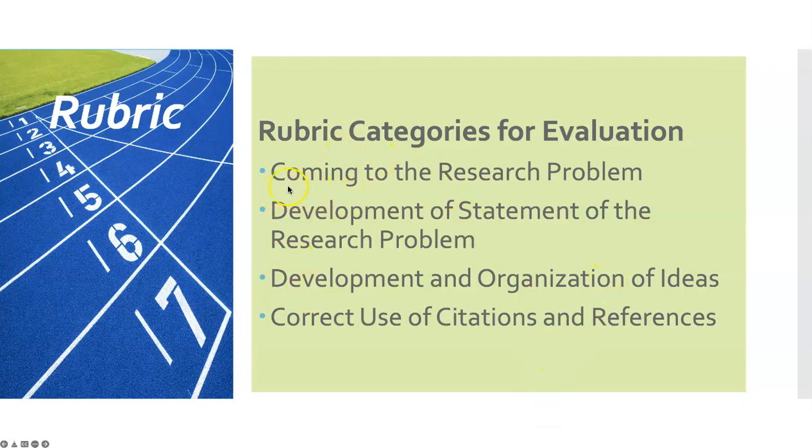Your first category is coming to the research problem, and how appropriate and fulsome that whole exploration was. Then the development of the statement of the research problem, which is going to be very important, and that will be 5 marks. Again, have a look at the rubrics within that category.